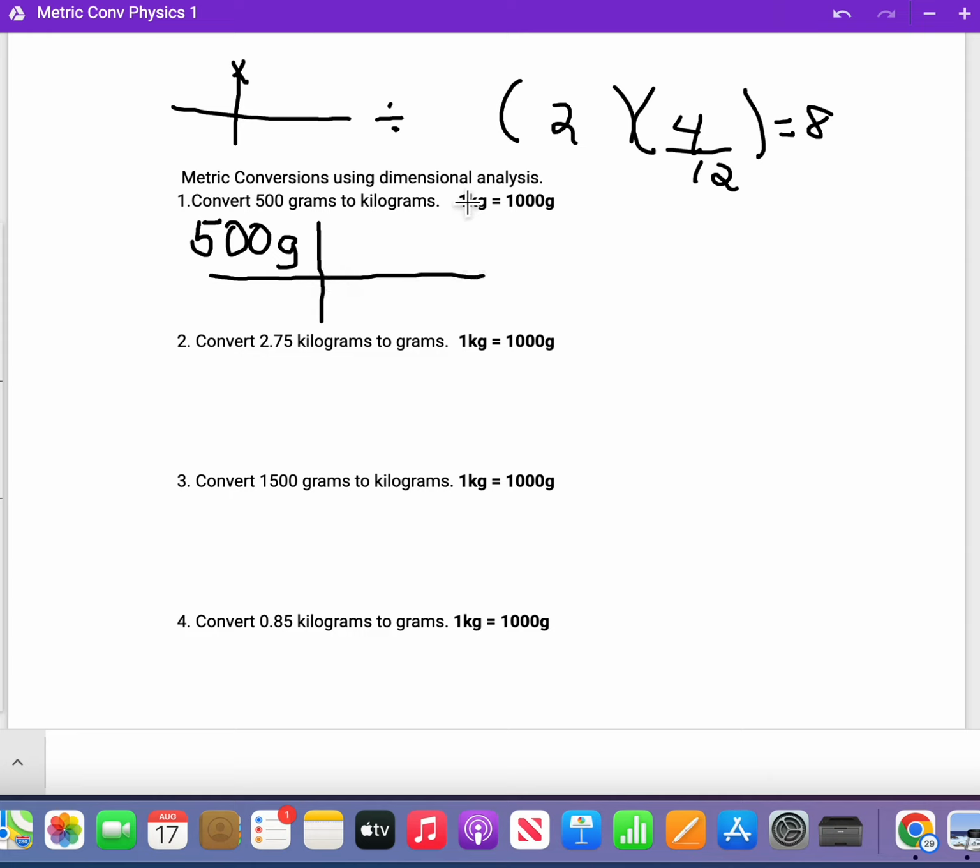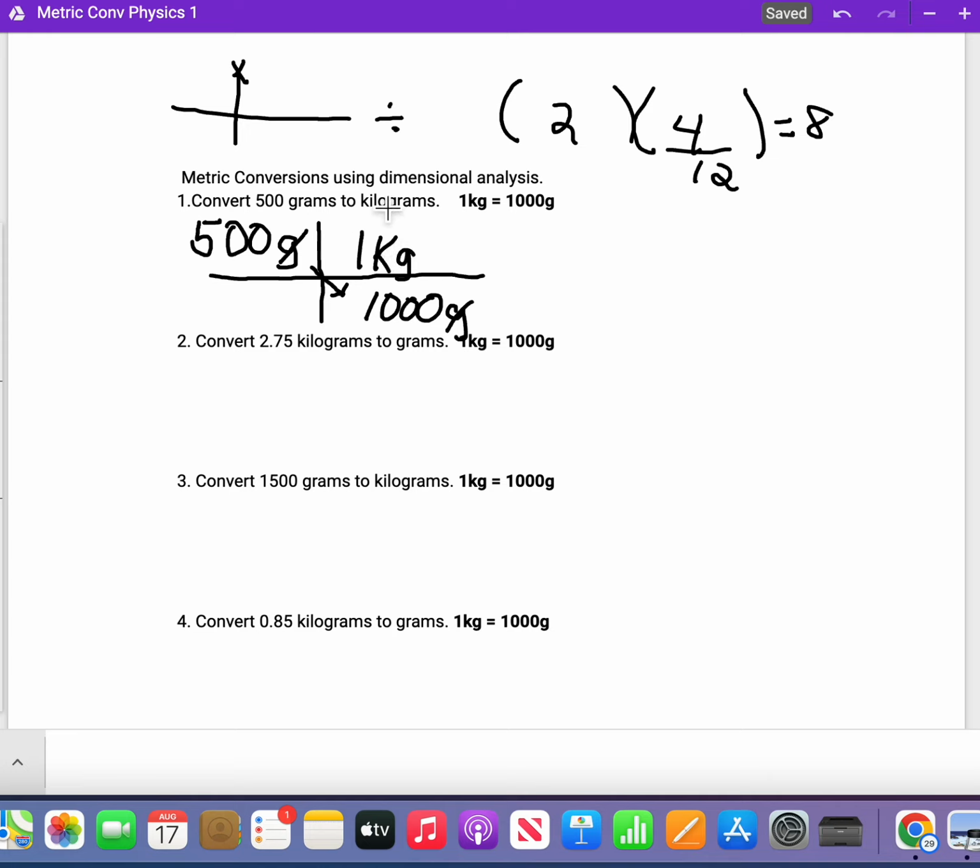Now, you're going to be given the metric conversion: 1 kilogram equals 1,000 grams. What you've got to do is put the kilograms and grams in the right spot. One goes on the top, one goes on the bottom. The easy way to tell is that the gram unit always has to be diagonal from the other gram unit. So the 1,000 grams goes on the bottom and the 1 kilogram goes on the top. Then in dimensional analysis, diagonal units cancel out, which means they go away, leaving you with the unit that you want to get.